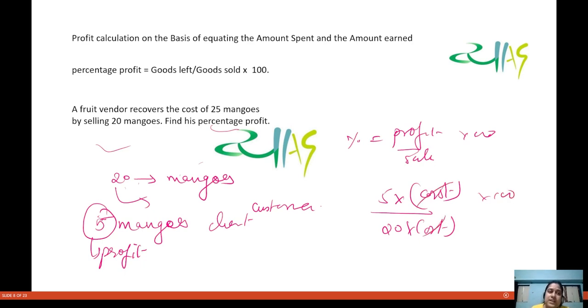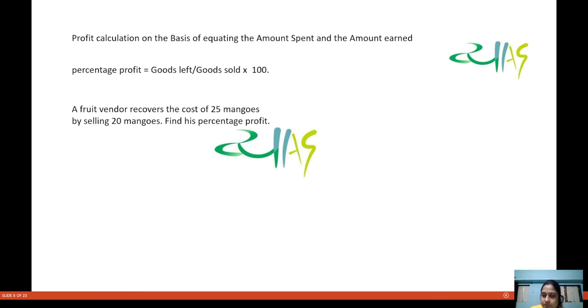So we can directly always remember this formula, that if based on units it is asking your profit, then percentage profit is equal to goods left divided by goods sold into 100. So I hope everybody is clear with this thing. Now let's move forward.